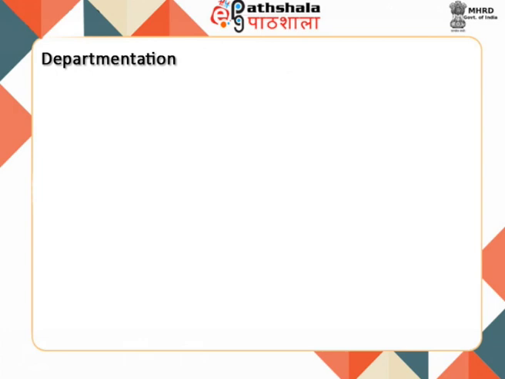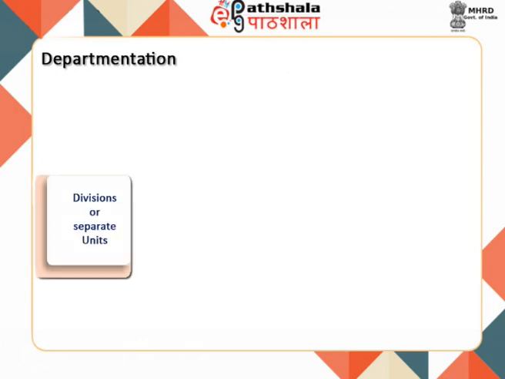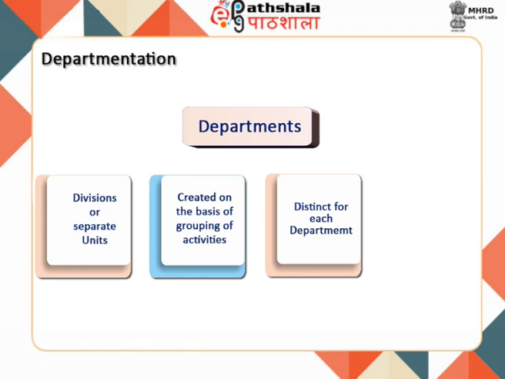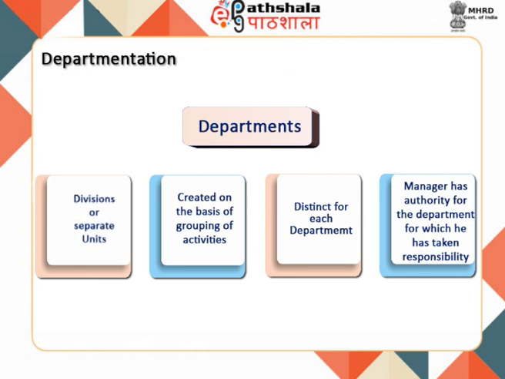There is a need to have divisions or separate units. These units are called departments, which are created on the basis of grouping of activities which are distinct for every department. In every department, the manager is given the authority for which he has accepted the responsibility. In other words, departmentation is a process of division of enterprise into various parts on the basis of grouping or arranging of activities headed by personnel.